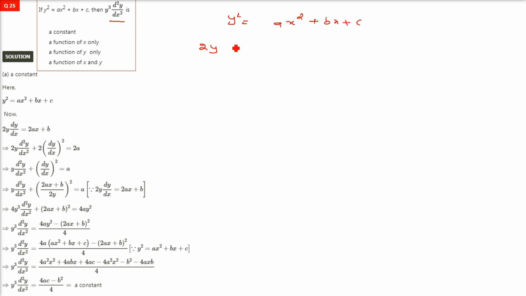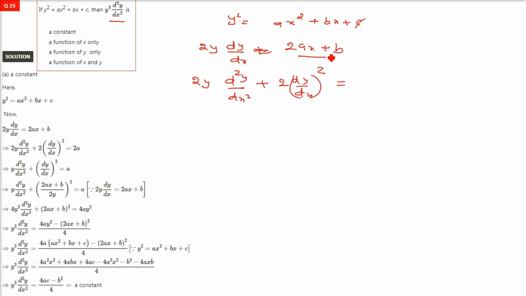Let us differentiate it. It is 2y dy by dx, the differentiation of y square, is equal to, on the right, ax square, so it will be 2ax, bx will be b, and c will be 0. One more differentiation, 2 will be outside, so y d2y by dx2 plus then dy by dx. Differentiation of dy by dx will again be dy by dx, so it will be dy by dx whole square, and this is going to be equal to b will be 0, 2ax will be 2a only. So what is 2 doing here? Let us eliminate all of it by dividing it by 2. So we have y d2y by dx2 plus dy by dx whole square equals a.